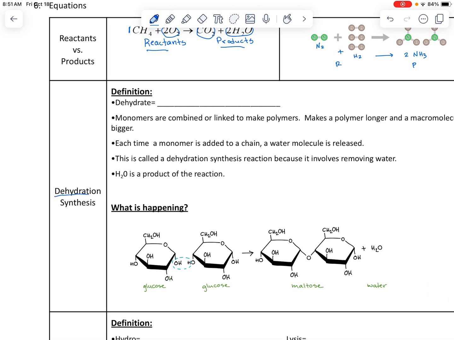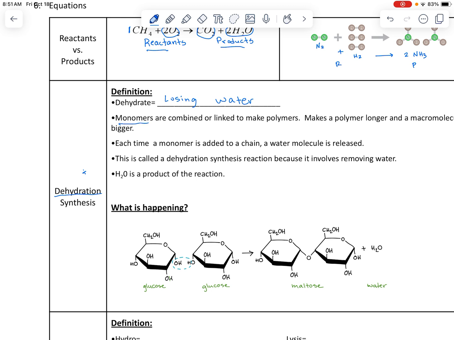Dehydration, if you think about that, means losing water. So to dehydrate something, we have to take out a water molecule. Every time you make a bond from a monomer to another monomer, we use this process called dehydration synthesis, and we have to remove a water in that process.